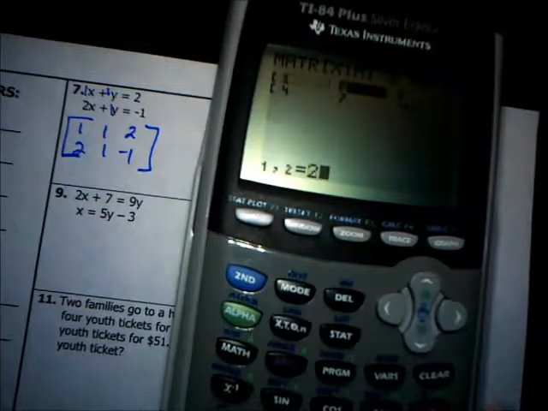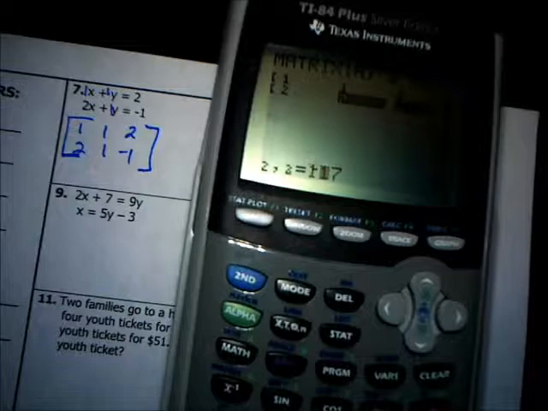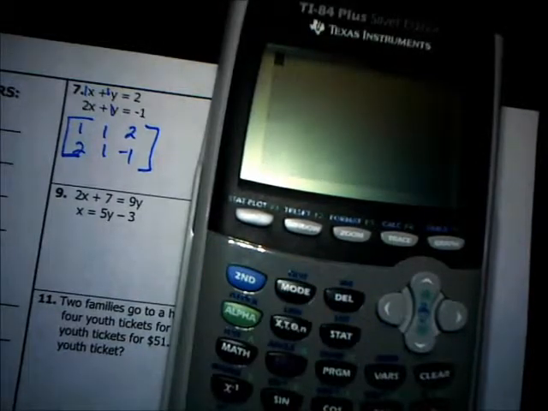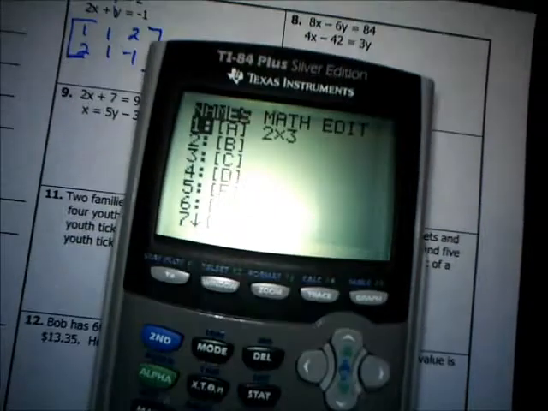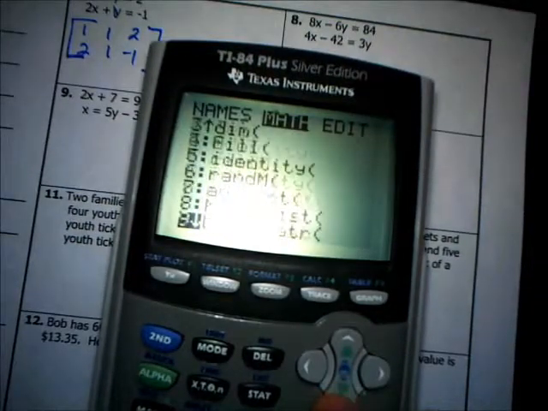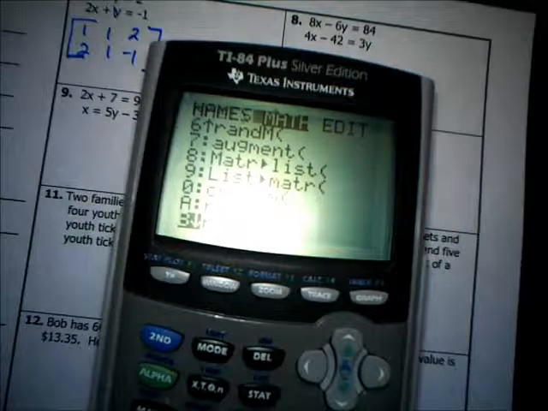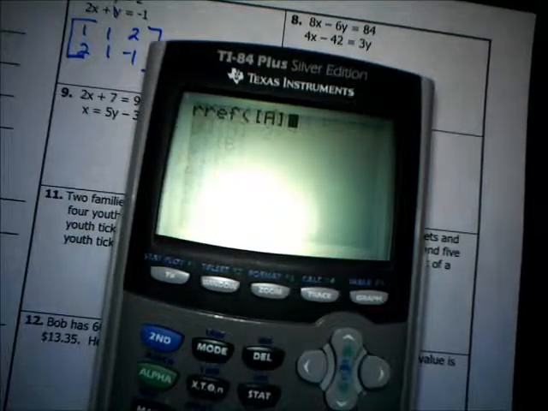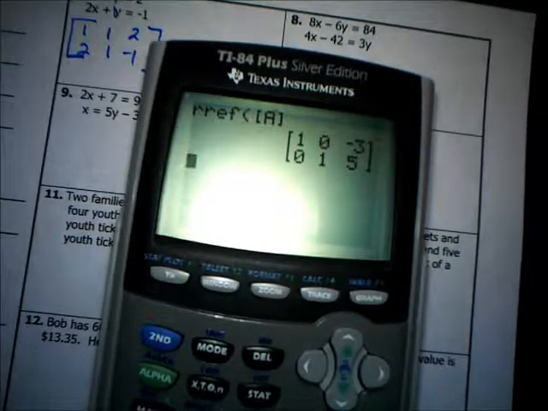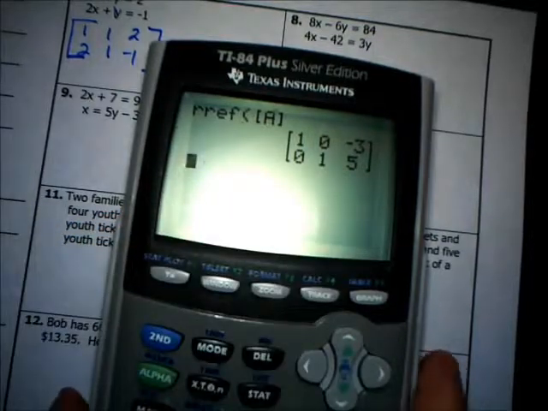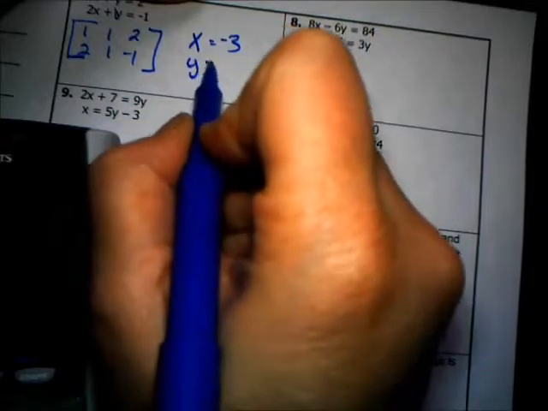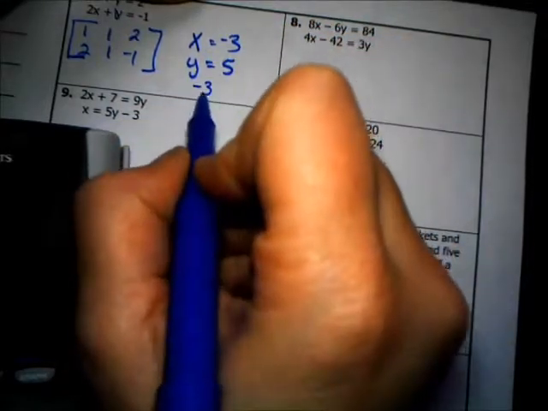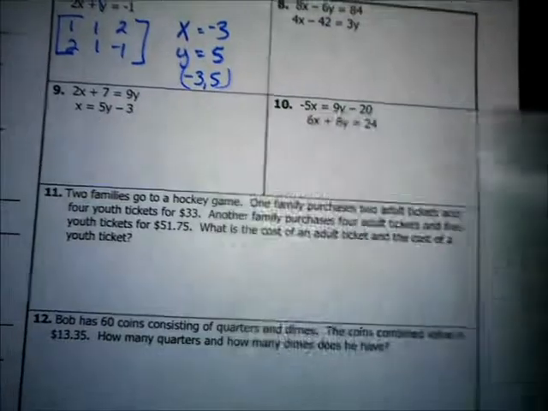1 and a 2, then 2, 1, and negative 1. I clear that out, do second inverse, go to math, and then down to letter B, and second inverse enter. I get this, so I can see that the x is a negative 3 and the y is a 5, so my solution is negative 3, 5.